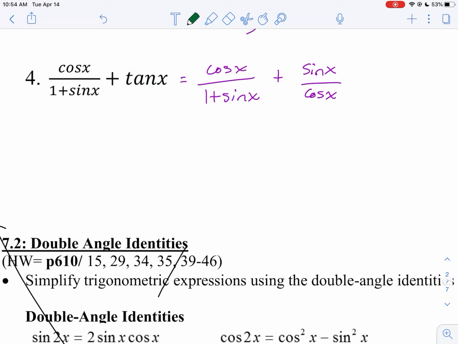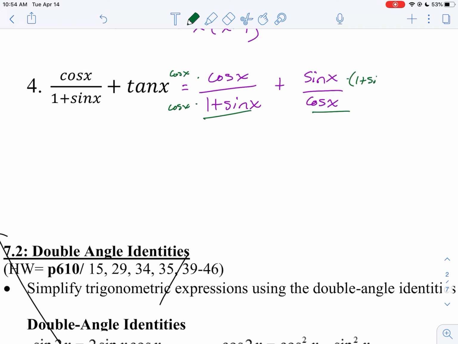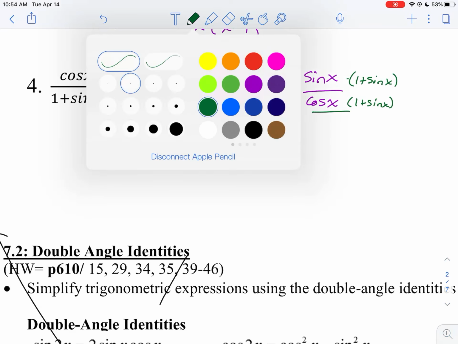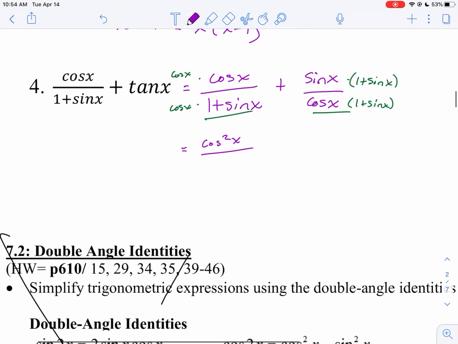But then it's like, well, maybe we could combine these. What would happen if we get common denominators here? To get common denominators, I need to get this in both denominators. So I'm going to multiply this by cosine x over cosine x, and I'm going to multiply this by 1 plus sine of x over 1 plus sine of x. And you're probably not seeing it at this point, but I'm starting to see some good things happening here.